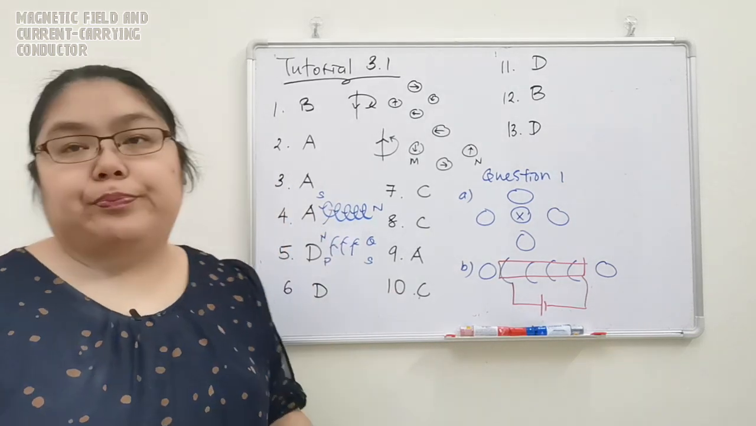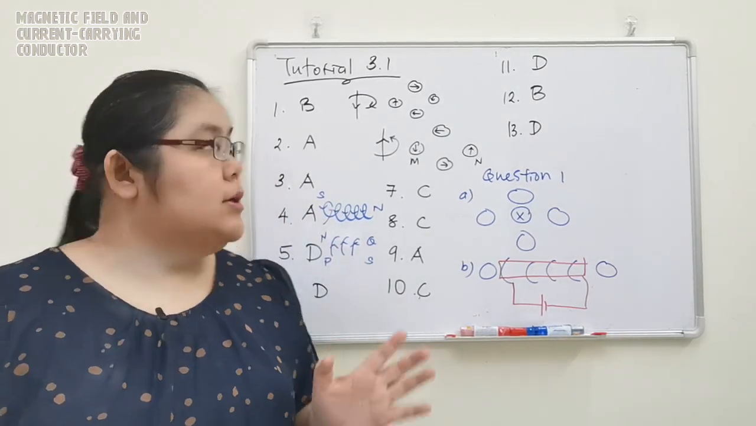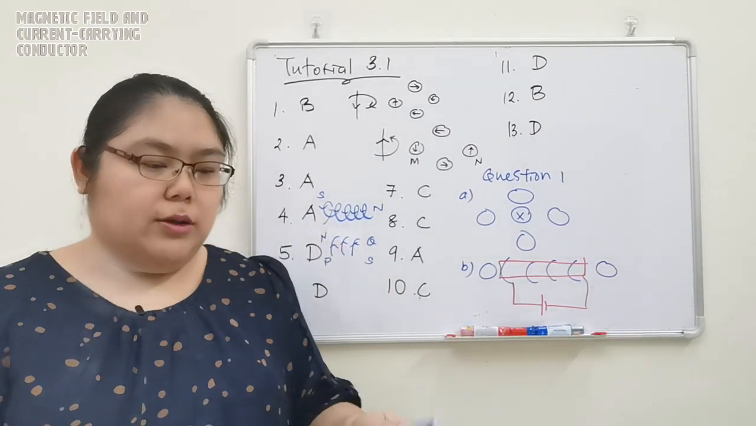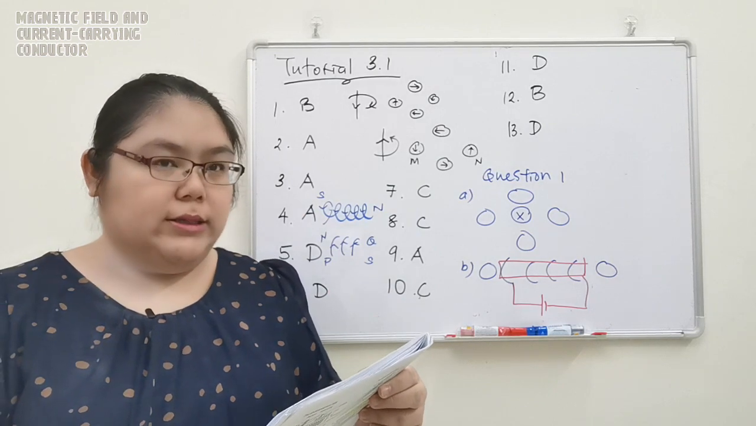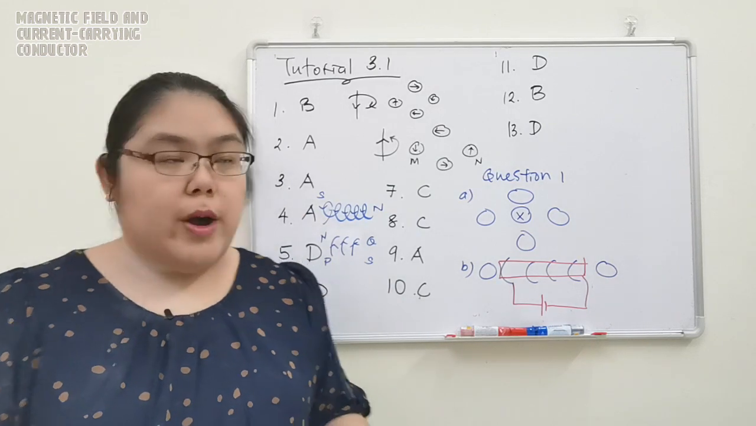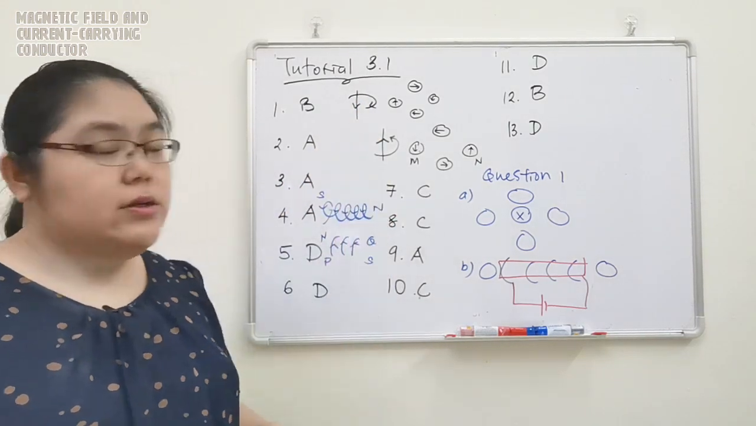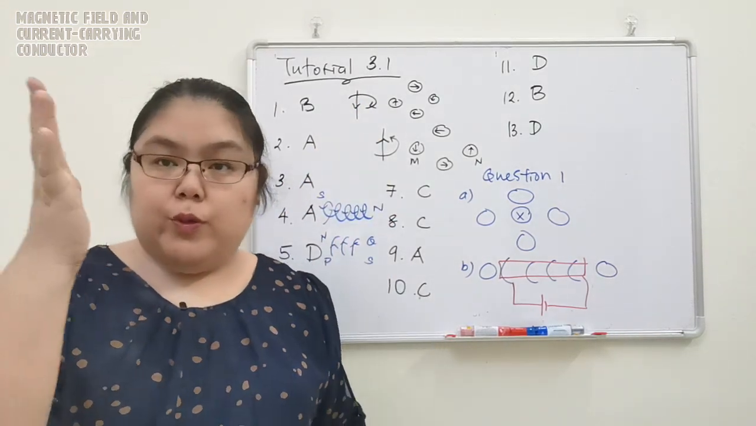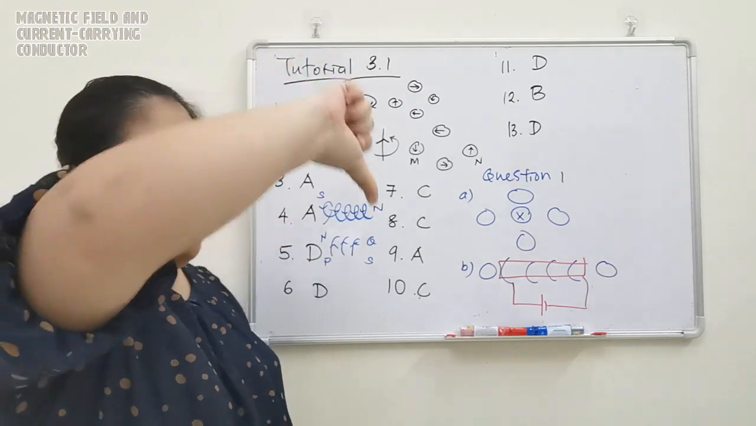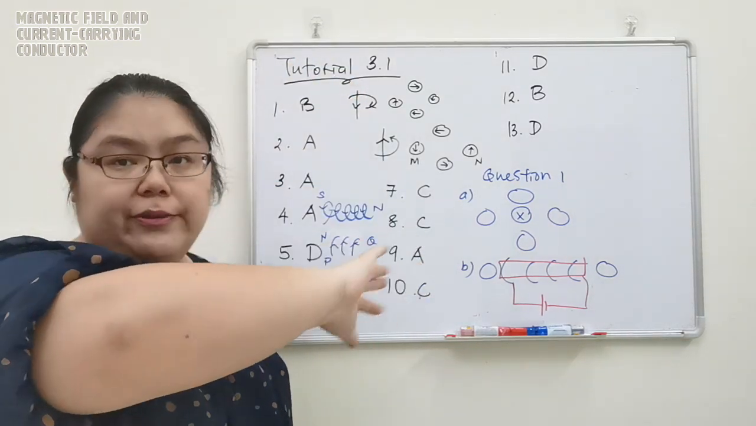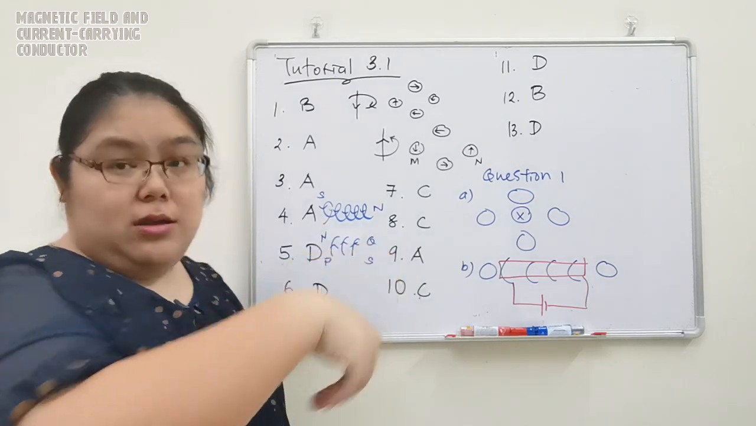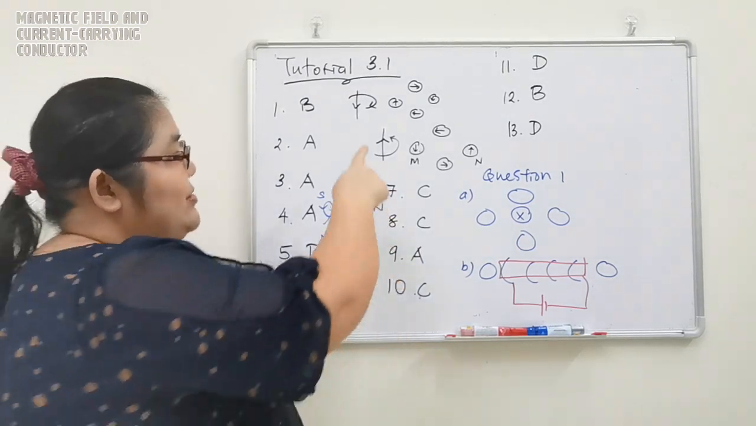Okay, let's see number one. Number one, the answer is B. How to get B? First, you look at the wire and how the current flows through it. The current flows downwards, so we use the right hand grip rule. When the current flows downward, we point down. So how is the magnetic field? The magnetic field is clockwise. So clockwise means like this.